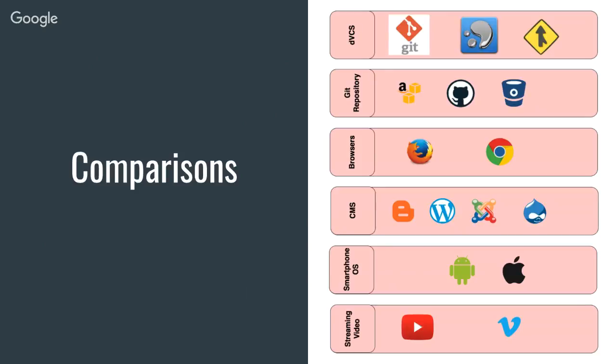A couple of comparisons just to give a visualization of what I mean by the differences between Git, Mercurial, and Bazaar, and the repositories. This one, just to go over real quick.